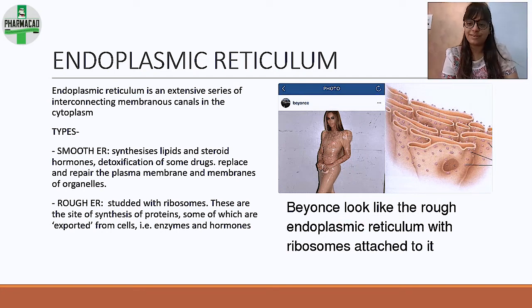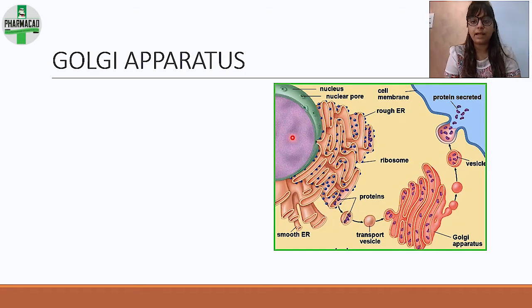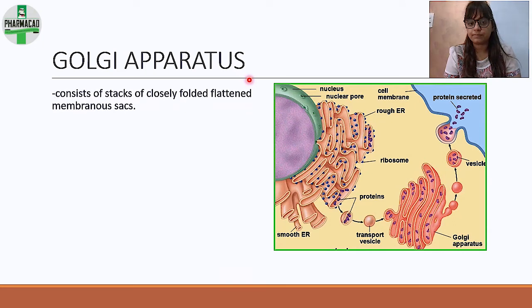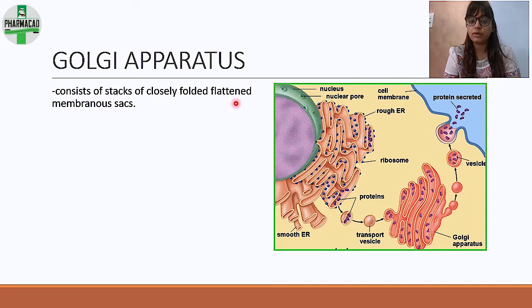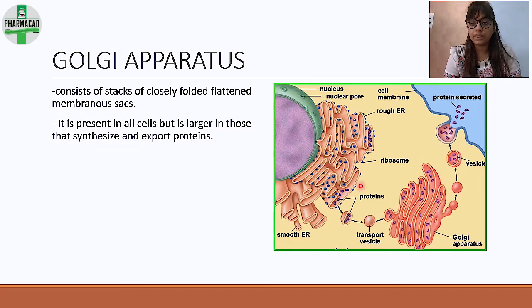Yeah, so next we go on to Golgi apparatus. Golgi apparatus is like a packaging system. It consists of stacks of closely folded flattened membranous sacs. Tongue twister. Stacks of closely folded flattened membranous sacs. Look here, this is Golgi apparatus. Its structure is like the ER. Its function is that whatever proteins the ER makes, it will send them here and this will transport them.